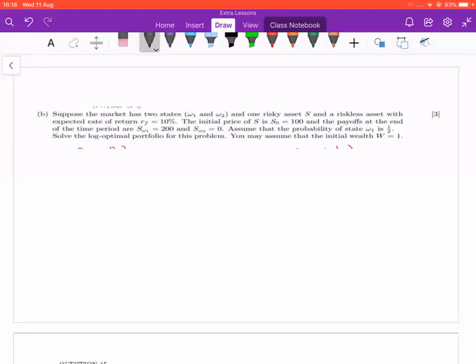Okay, again, we didn't do this one, so I am going to cancel this thing of log optimal here. And then I will say that suppose that your utility function of wealth is going to be equal to ln of x, right? So anyway, if this is the case, you may assume that the initial wealth is W. So this is going to be your utility function.